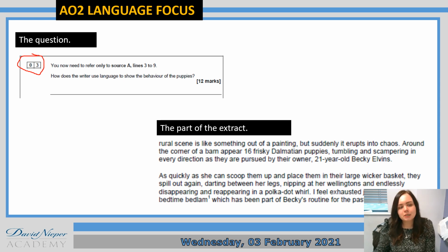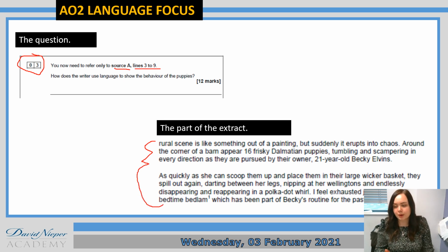So it says you need to refer only to source A, which is the source that I've just had you read, lines 3 to 9. So you're probably thinking, why have I asked you to read the whole thing when these are the only lines that you need to look at? However, it's really good practice. You need to get into the habit of reading the whole thing first. It also helps with your understanding. If you've read the whole thing, you understand what they're talking about, then you can be more specific in your language analysis.